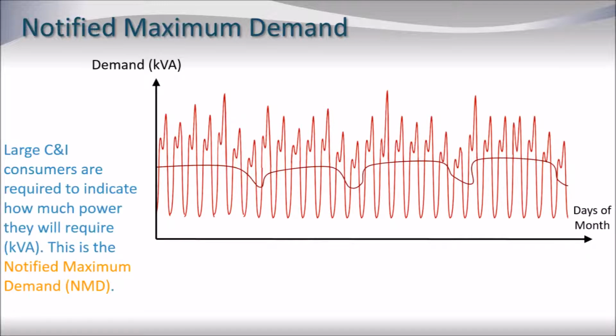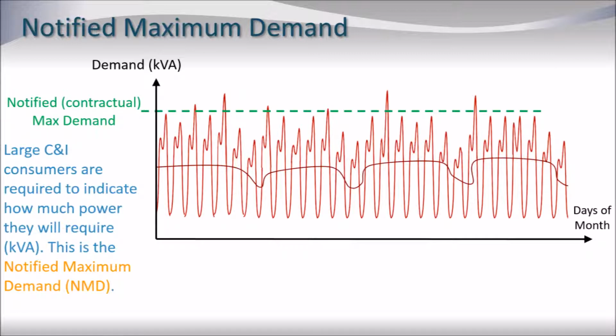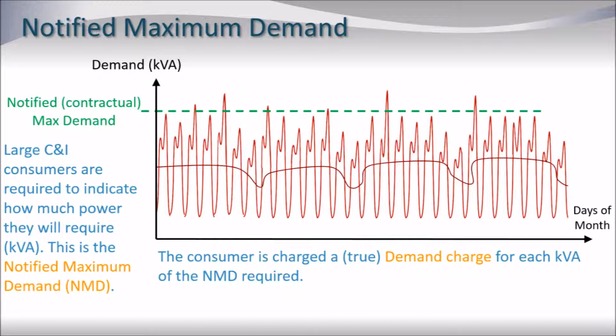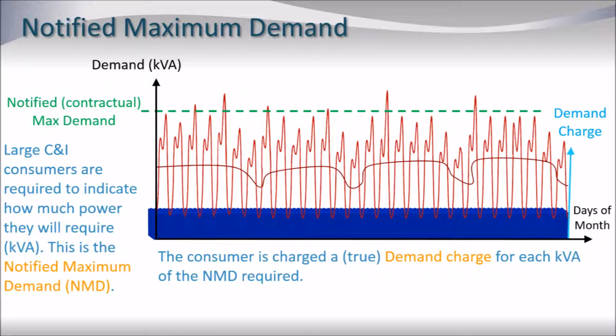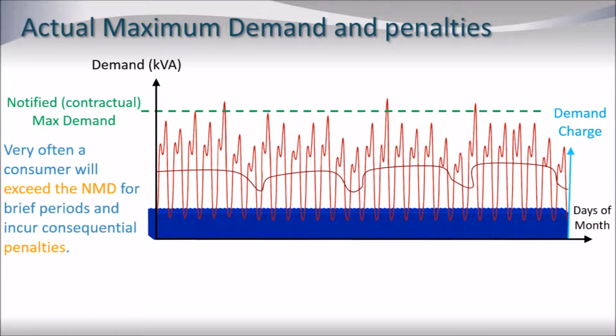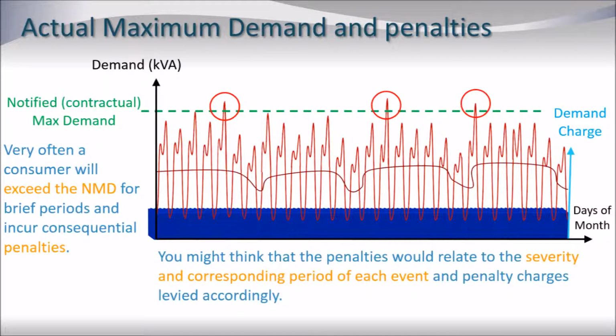And while we're here, let's talk about notified maximum demand. Large commercial and industrial consumers are required to indicate how much power they will require in kilovolt amps. This is the notified maximum demand, or NMD. The consumer is charged a true demand charge for each kVA of the NMD required. Very often a consumer will exceed the NMD for brief periods and incur consequential penalties. Now you might think that the penalties would relate to the severity and corresponding period of each event, and the penalty charges levied accordingly.